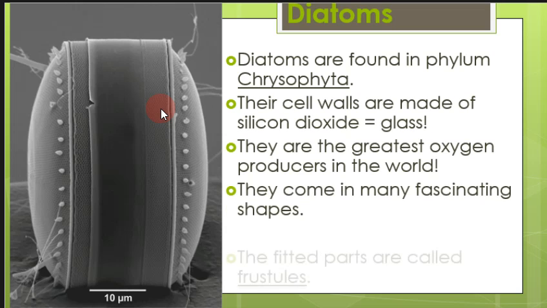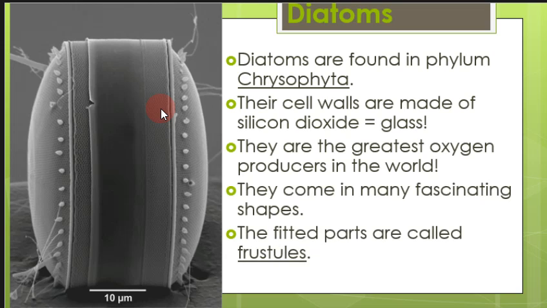They come in many fascinating shapes, and they are fitted in parts called frustules. They have a top and a bottom. It's called a frustule. In fact, let me pull this out real quick. We're going to use this in a minute, but this is a dish with the top and the bottom. So that's kind of like what a diatom is. A little glass dish with the top and the bottom called frustules. We'll use that in a minute.